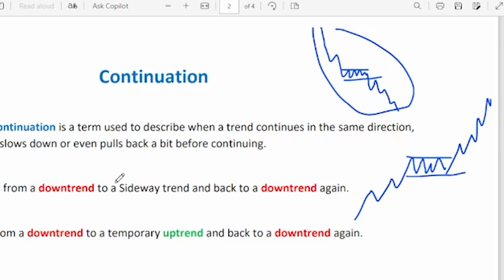Okay, are you seeing it? So from the downtrend to the temporary uptrend and back to the downtrend again.